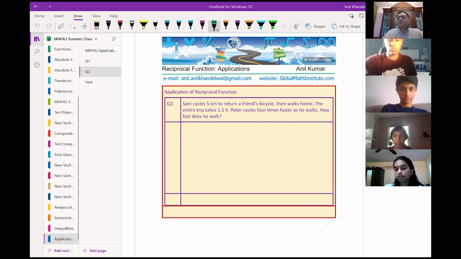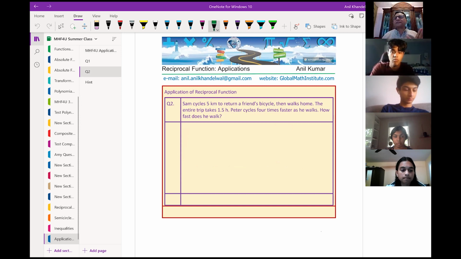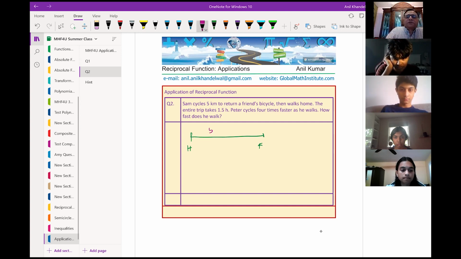Perfect. So first thing first, whenever you have a question you have to read and sketch a diagram which represents the equation, correct? So in this case, very simple. Sam is walking from one place to the other, right? Let's call these places as he walks to home to his friend's house, right? Okay, makes sense. And then it says this distance is 5 kilometers. We know this is 5 kilometers. So the distance is fixed.